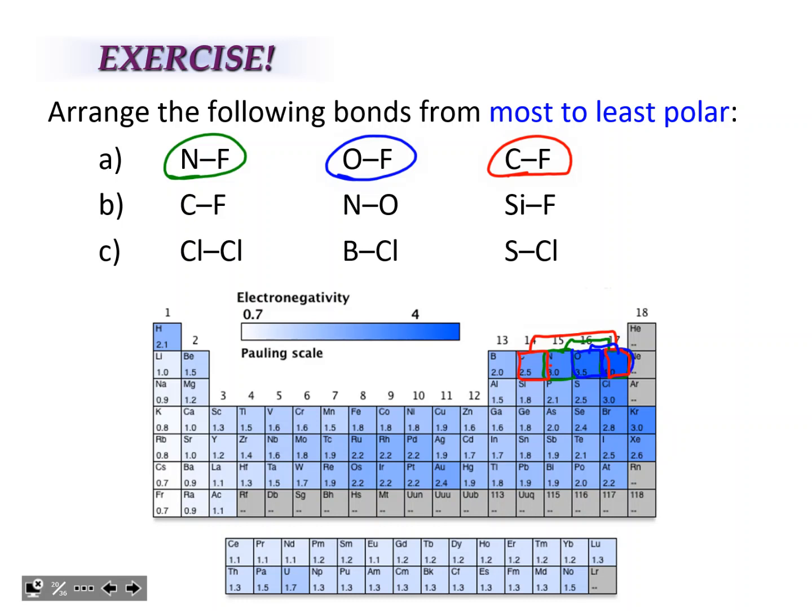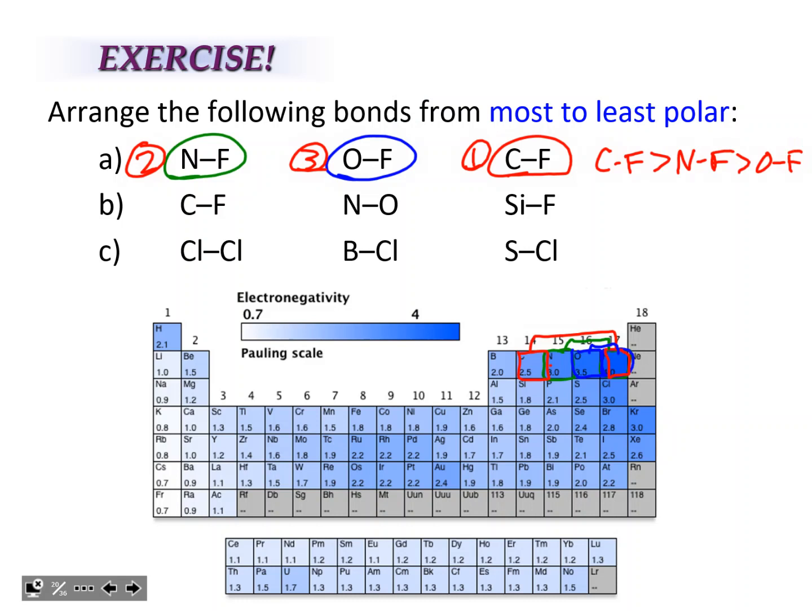So in that particular case, the most to least, of course, most, this would be the first one, okay? Then the second, and then the third. So you could list them like this, C to F, greater than N to F, which is greater than O to F. Like so, or you might see it written like that in an actual problem.